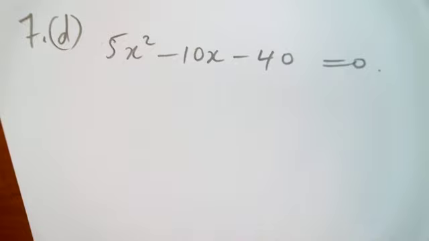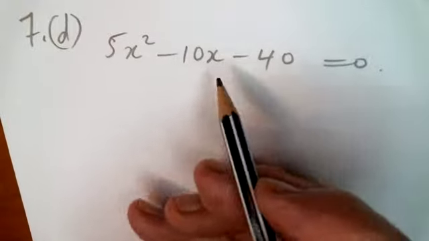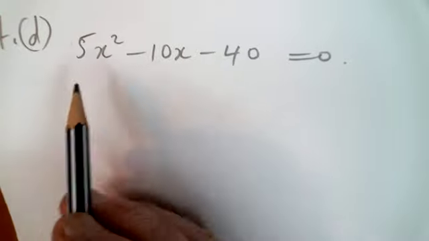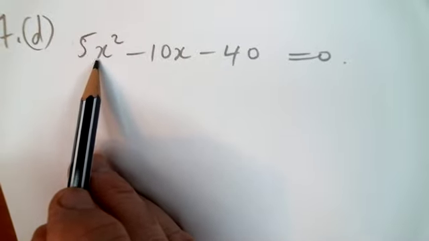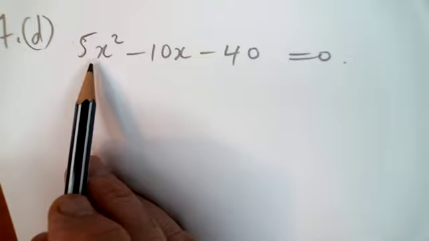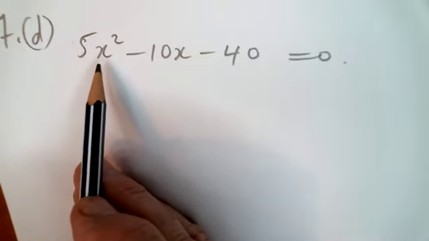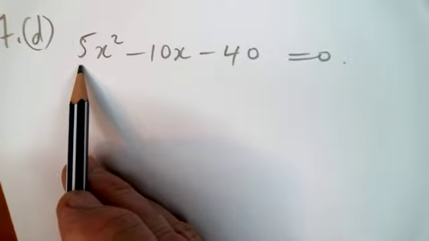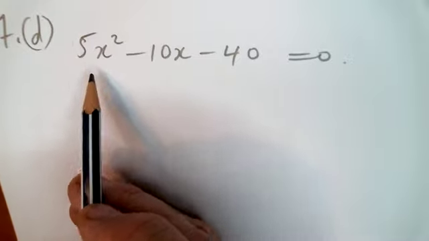All right, let's have a look at question 7d. So we've got 5x squared minus 10x minus 40, and we're solving for x. Now, as I look at this, it does seem that the a coefficient of the x squared happens to be a non-1 value. It's 5 rather than a 1.